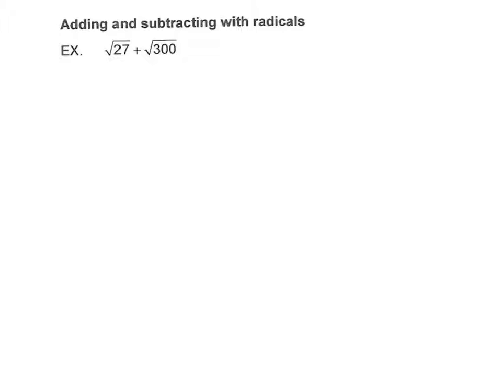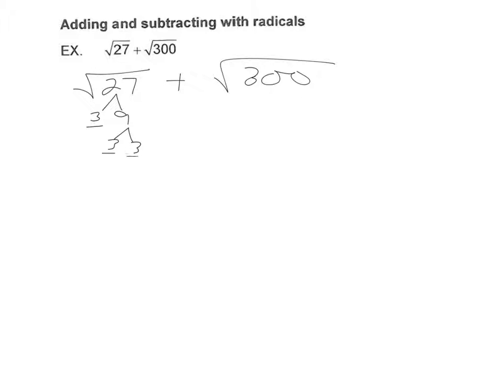Now, adding and subtracting with radicals. You can only add and subtract if they are like radicals. So right now, square root of 27 plus square root of 300, we can't do anything with that, but we can break those down. So square root of 27 plus square root of 300, and we'll do our factor trees. 27 is 3 times 9, and then 9 is 3 times 3. 300 is 3 times 100. 100 is 10 times 10.